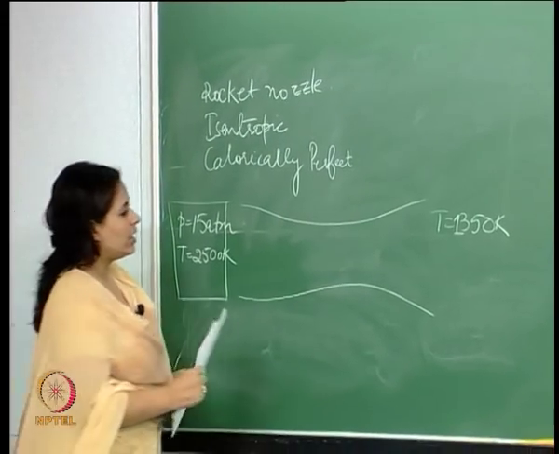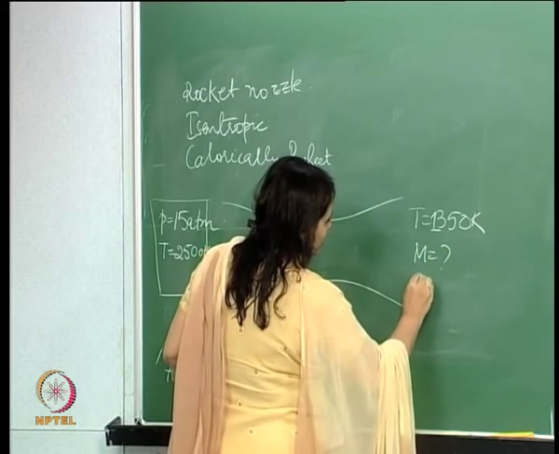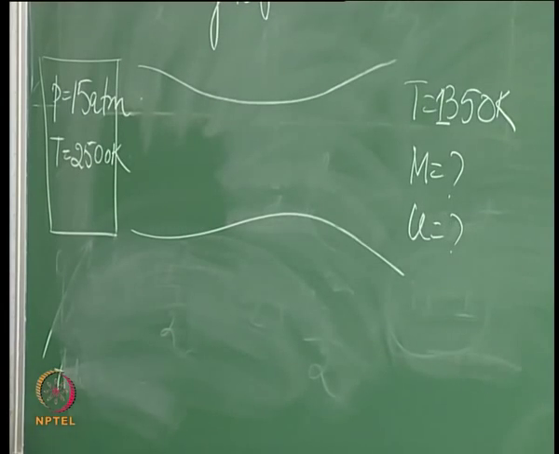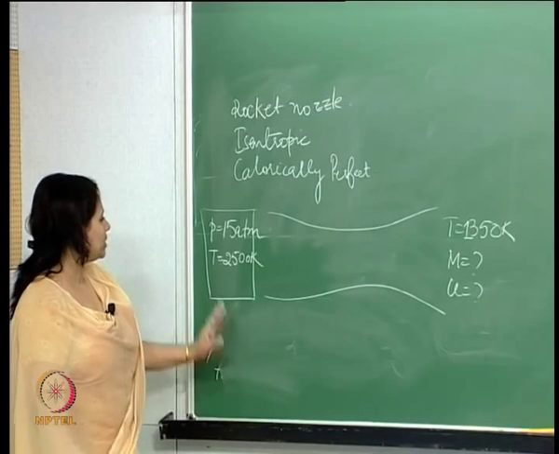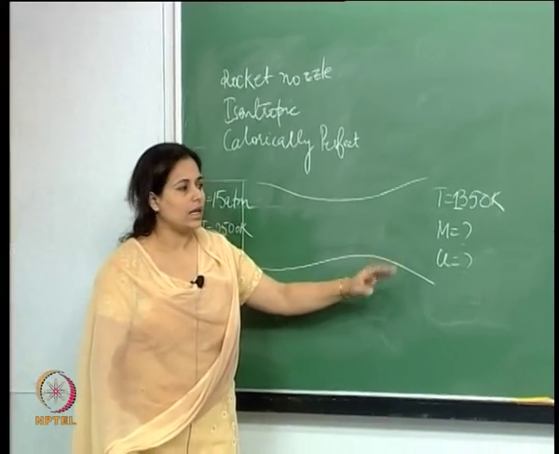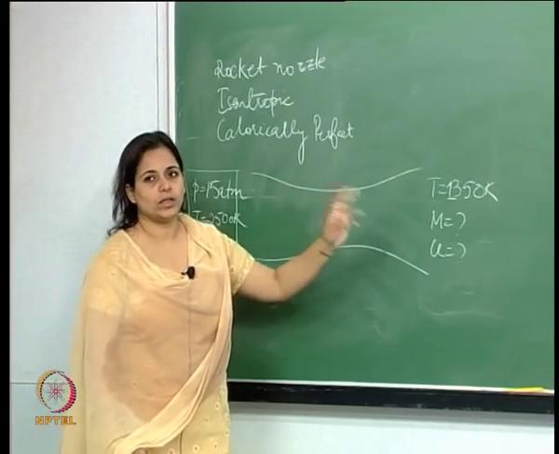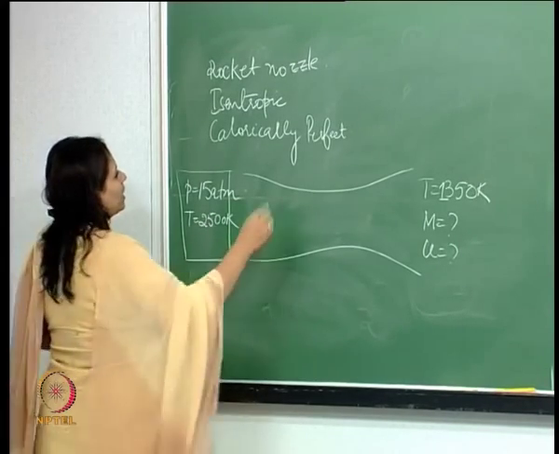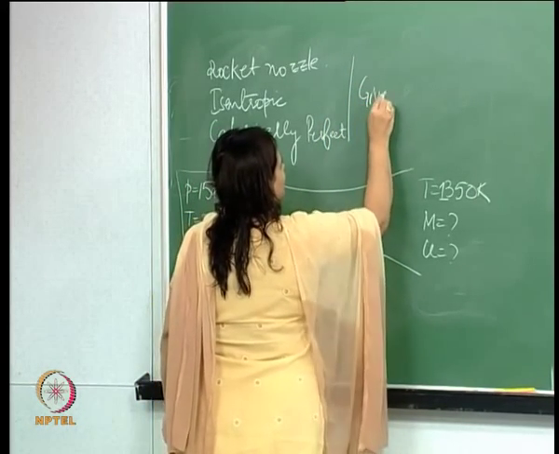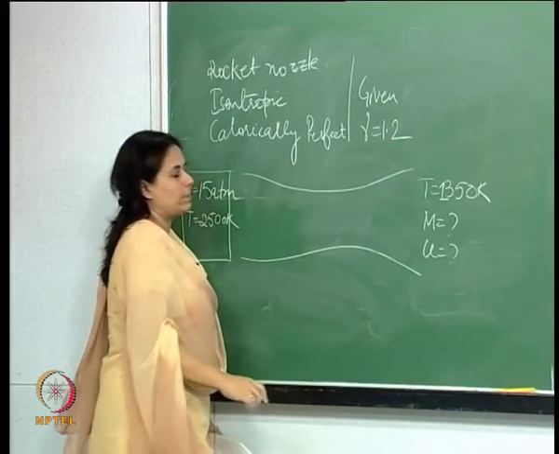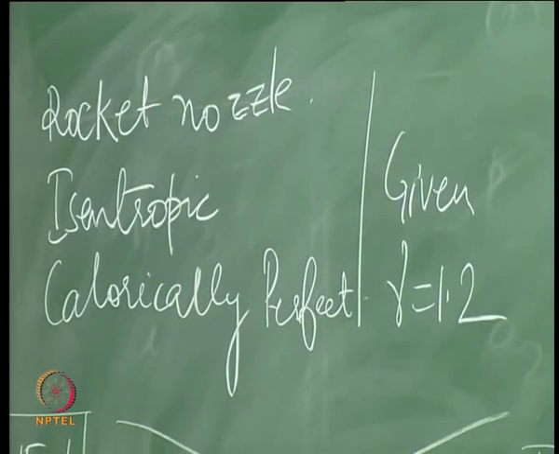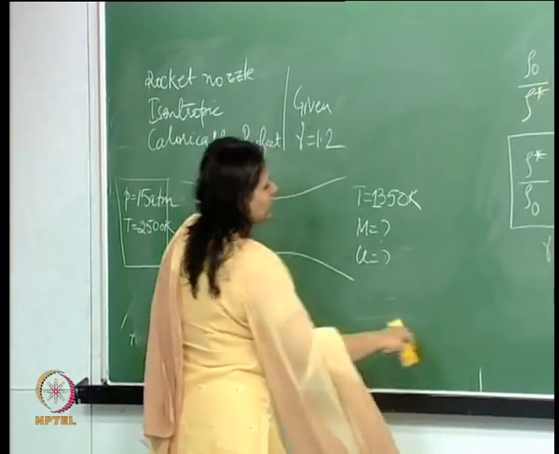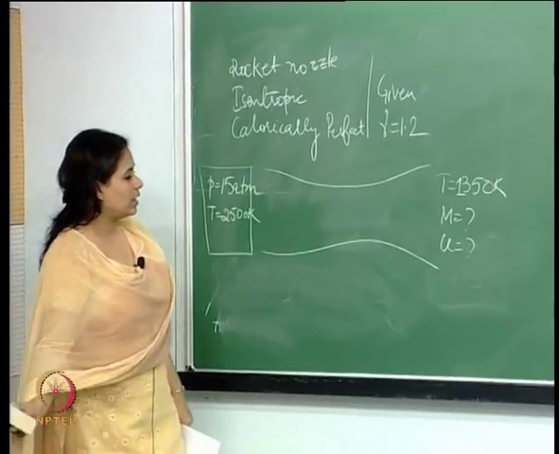Now, what we would like to know is the Mach number and the corresponding velocity. I think what we did last time was we just calculated the drop in pressure. Now, in this case, what we are asking is what is the Mach number and what is the velocity? This is the flow through a rocket nozzle. So how do we go about this? It is also given that the ratio of specific heats is 1.2. Then what sort of relationships are we going to use over here? How will we calculate Mach number and velocity?